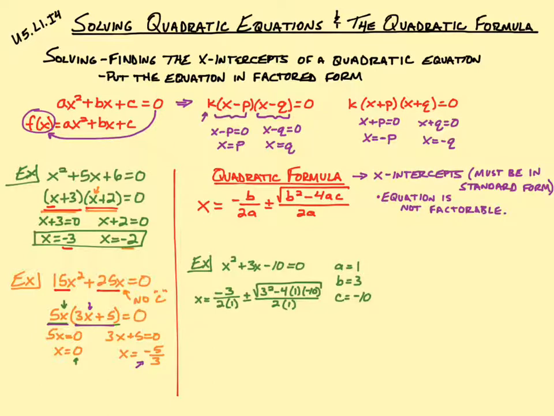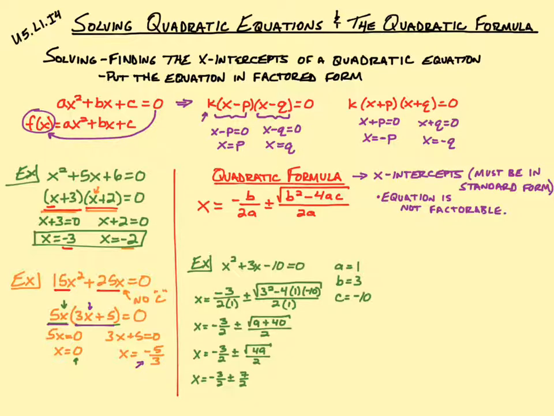Okay, so we simplify, and we get negative 3 over 2 for our first term. We still have our plus or minus here, and 3 squared is 9, and negative 4 times 1 times negative 10 is positive 40, divided by 2. And we still have our negative 3 over 2 plus or minus the square root of 49 over 2. So we get x equals negative 3 plus or minus 7 over 2.